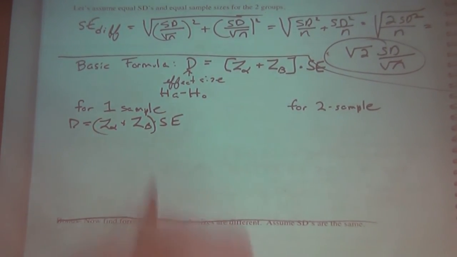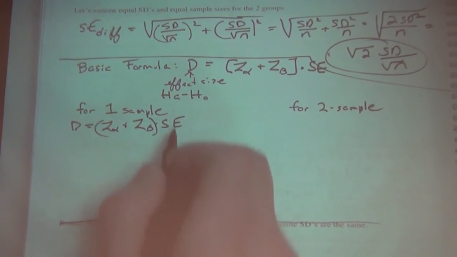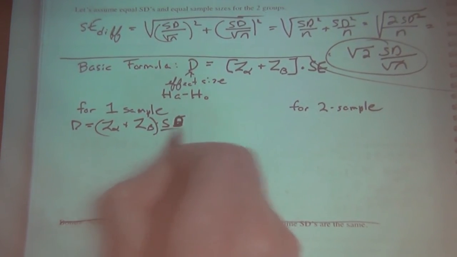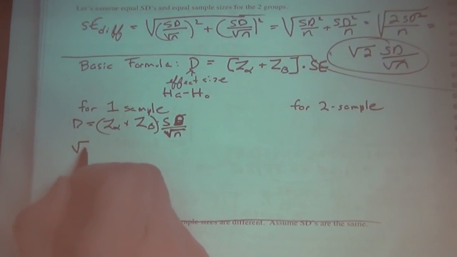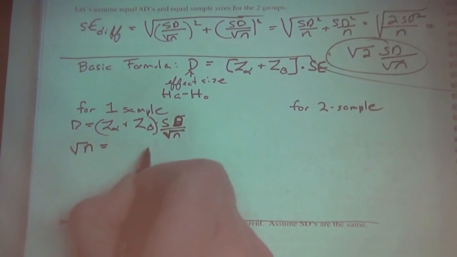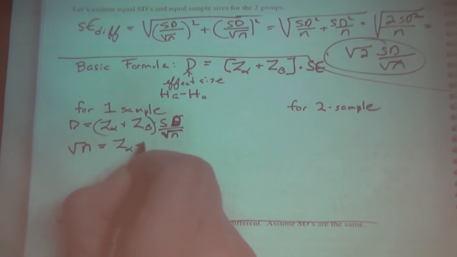All right, so we've got that. And so now, we just change that standard error to SD over the square root of n. That's what we're going to do. All right, SD over the square root of n. And now we'll just solve for n. So what's the square root of n? It's going to be z alpha plus z beta.